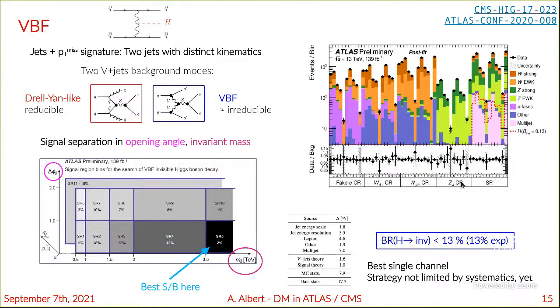Here, the method is again very similar. It's used practically everywhere because it performs well. It's very robust. It gives you great results. With that, you can then constrain the branching fraction of the Higgs boson to invisible particles to less than 13%. It's the best signal channel we have, and that kind of sets the scale for where we are at experimentally.